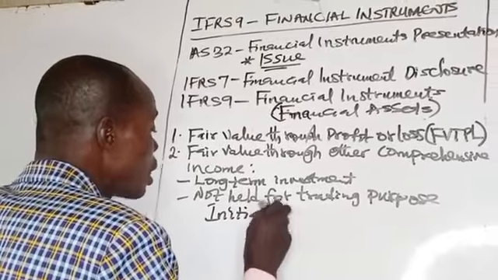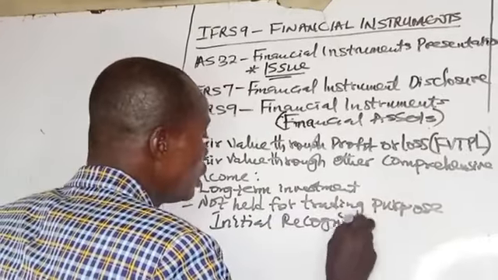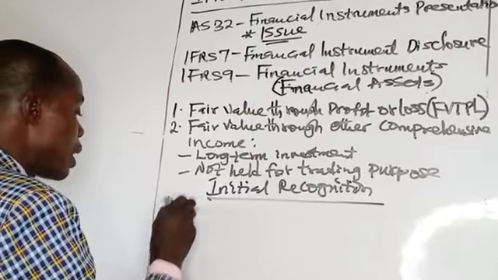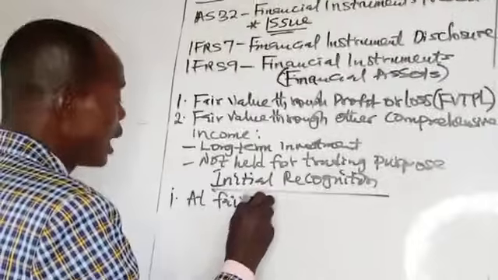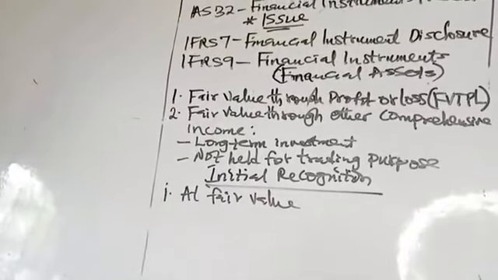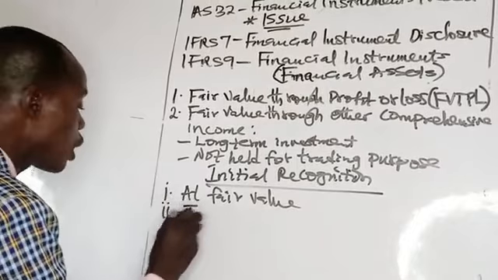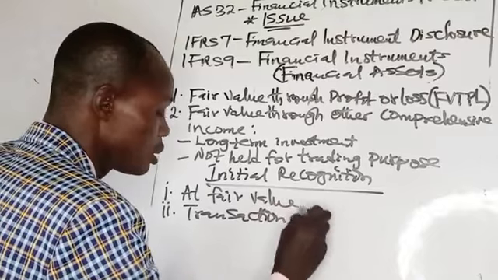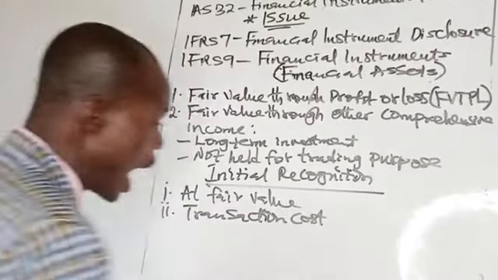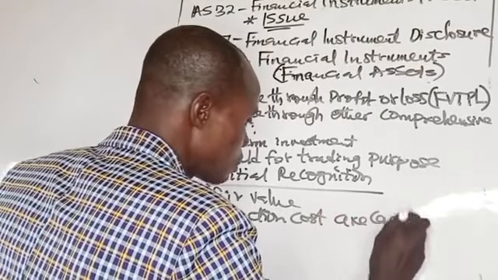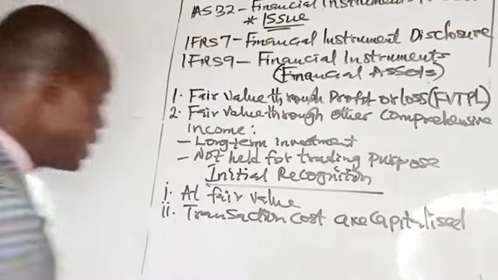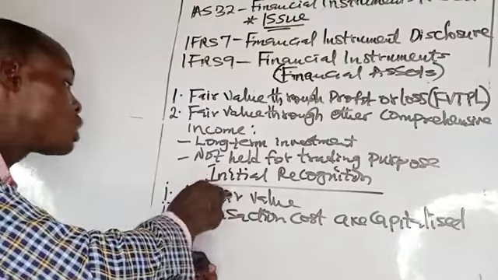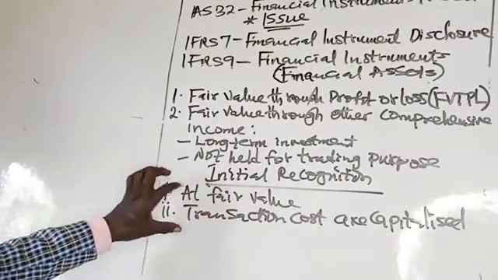So we want to look at the initial recognition. I've told you initial recognition is the first time recognition. So number one, the investment must be recognized at fair value on acquisition. Number two, transaction costs must be capitalized. That is, the transaction cost on acquisition of that investment must be added to the fair value of the investment. It should not be expensed.